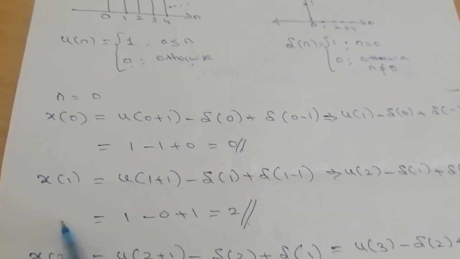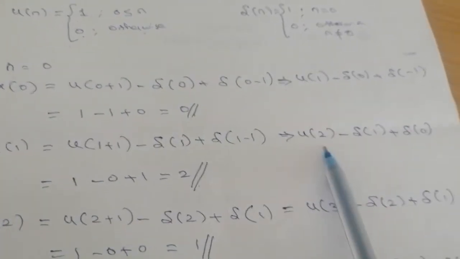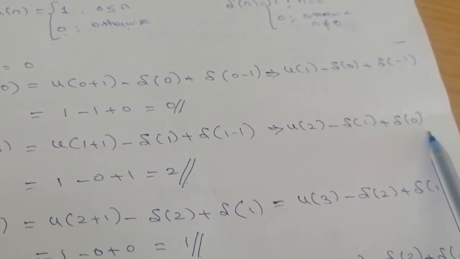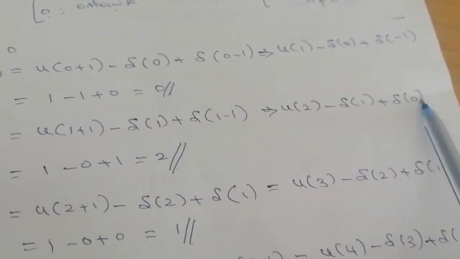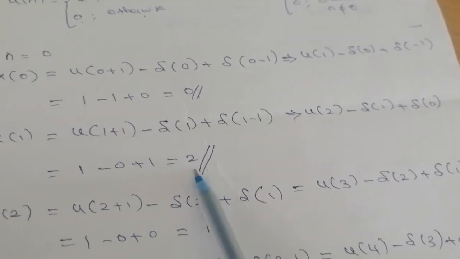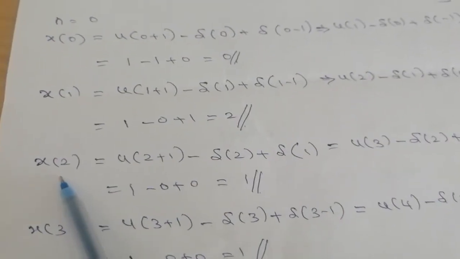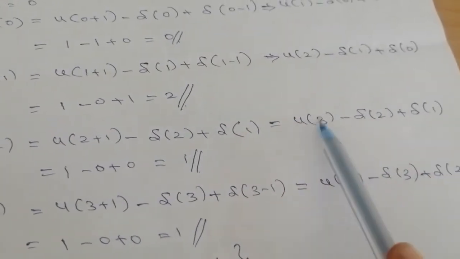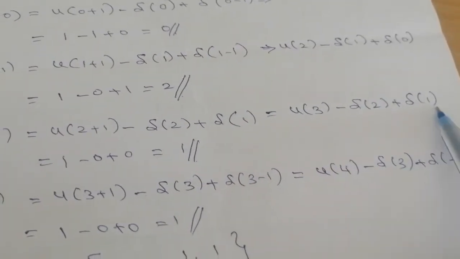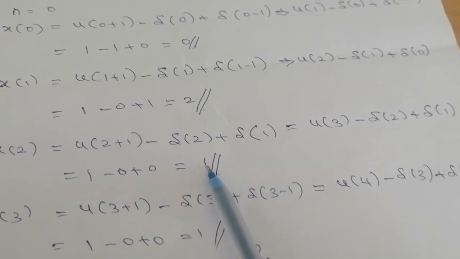Then substitute n equal to 1. Then u of 2 minus del of 1 plus del of 0. So u of 2 becomes 1, del of 1 becomes 0, del of 0 becomes 1, so the result is 2. Likewise, to find x of 2, substitute n equal to 2: u of 3 minus del of 2 plus del of 1. u of 3 is 1, and del of 2 and del of 1 are 0, so the final answer is 1.